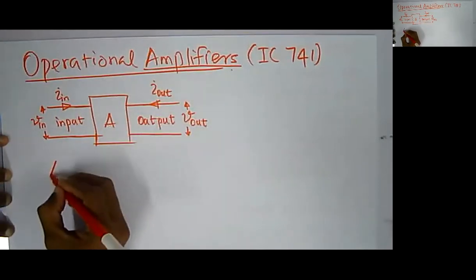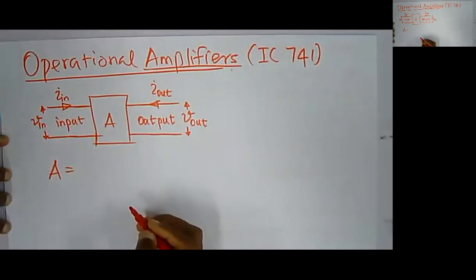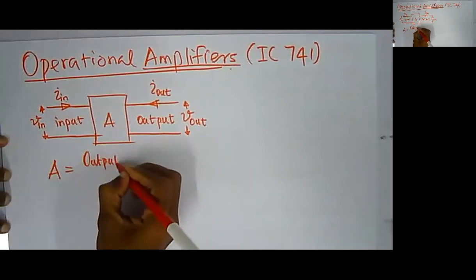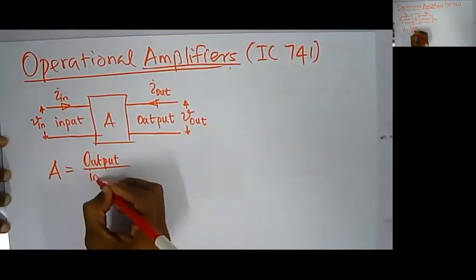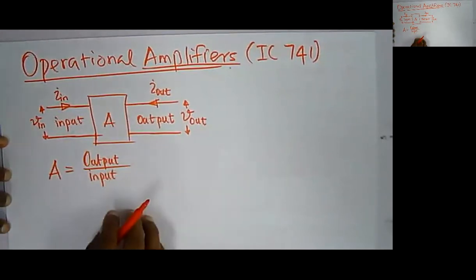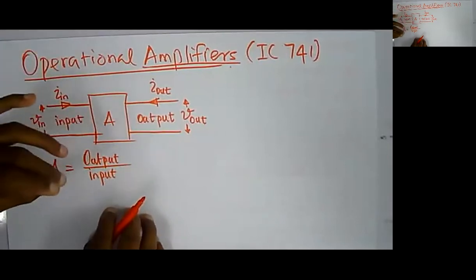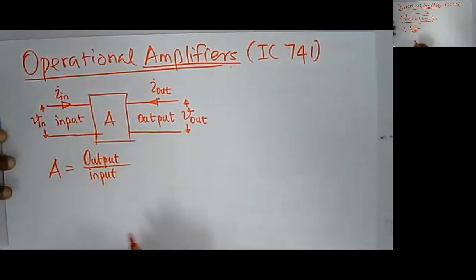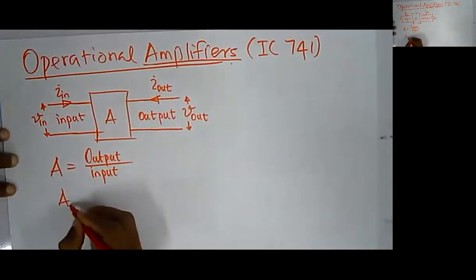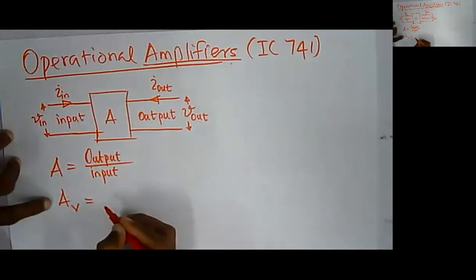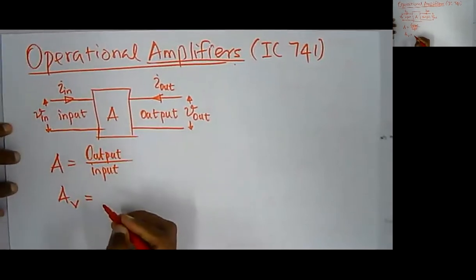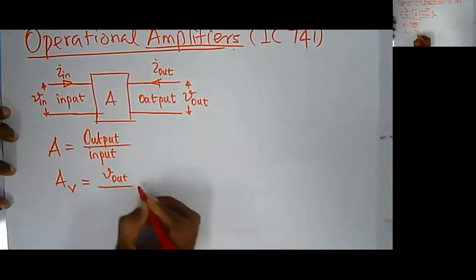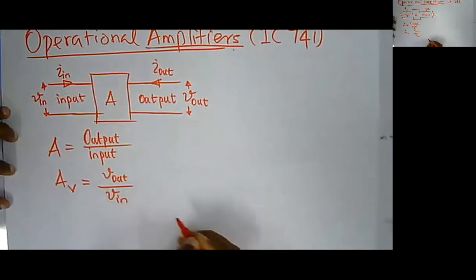So we define the gain, A, equals output divided by input. It just gives you how many times the input signal is multiplied. For example, if it is a voltage gain, we mark it as A_V. Then that becomes V out divided by V in.